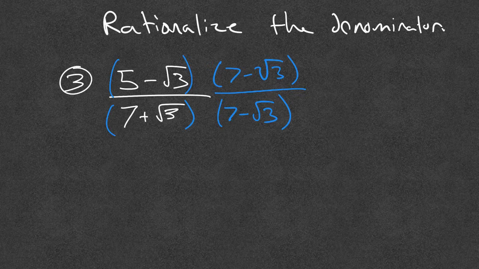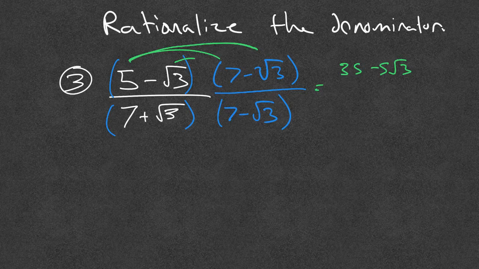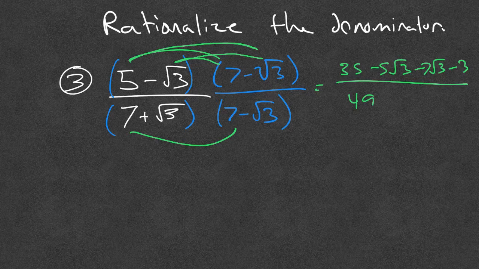Okay, distributing time. 5 times 7 equals 35. 5 times negative root 3 is going to equal negative 5 root 3. The negative root 3 times 7 would be negative 7 root 3. And then the negative root 3 times negative root 3 would be negative root 9, but that's just negative 3. Over, on the bottom I have my pattern. These are the conjugates. So I can do 7 times 7 is 49. I know the middles are going to cancel out, so I do root 3 times root 3, which is just 3. So I do minus 3.